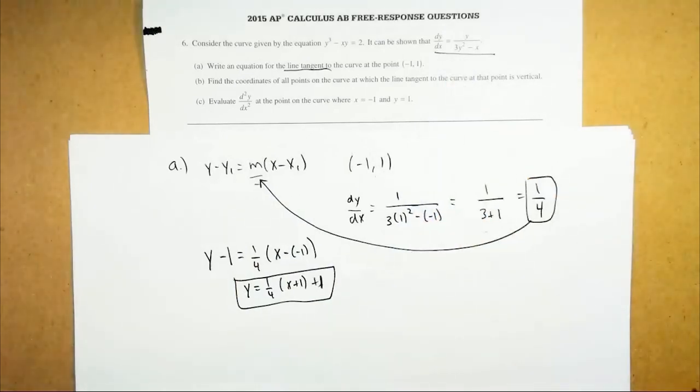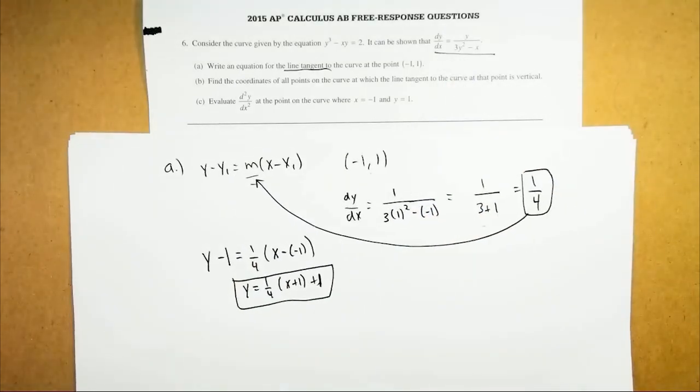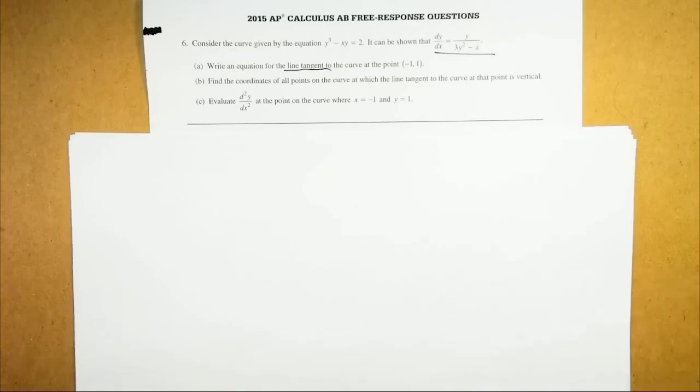Okay, moving on to part B. By the way, part A was worth 2 points, okay? Part B says, find the coordinates of all points on the curve at which the line tangent to the curve at the point is vertical. And you're going to sit there and go, okay, line tangent to the curve is vertical. Find all the coordinates. Well, the one thing you'll notice is the key word is vertical.